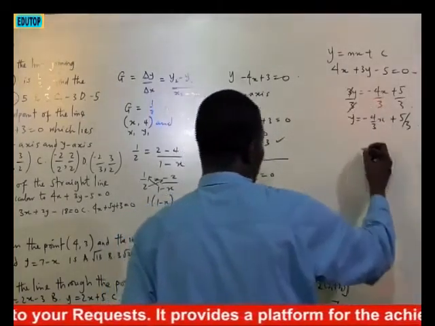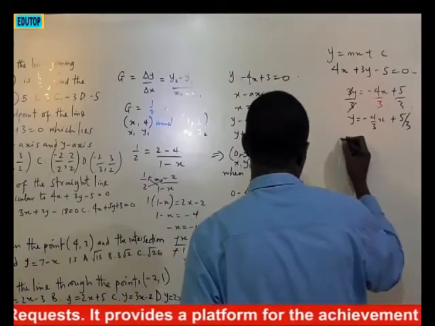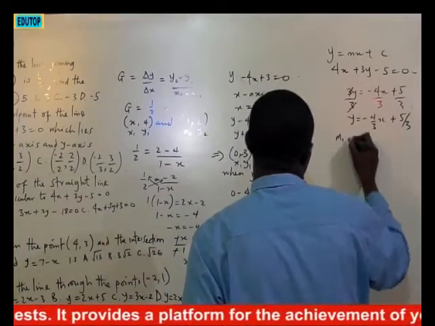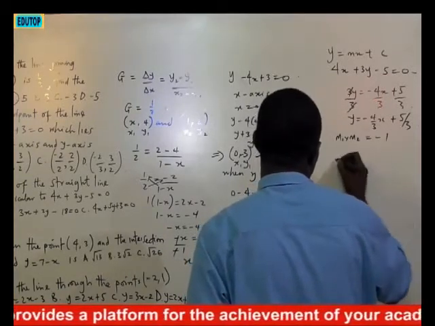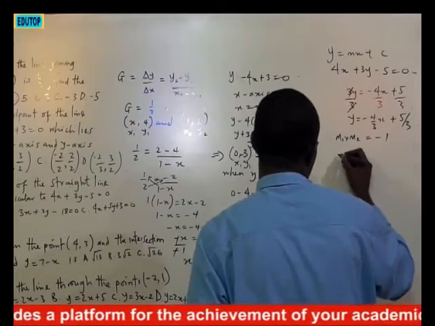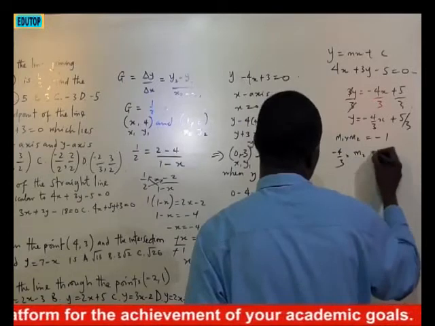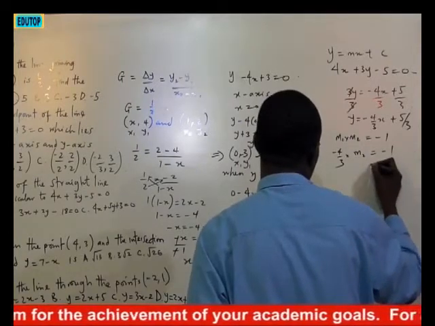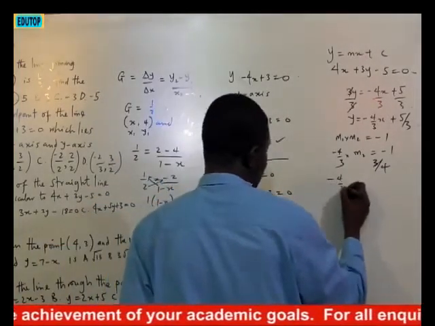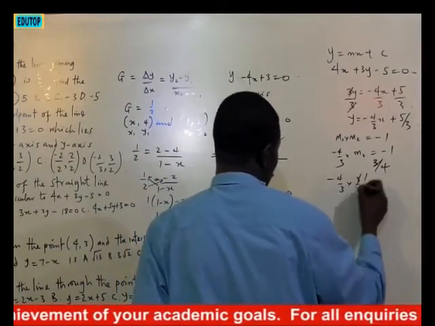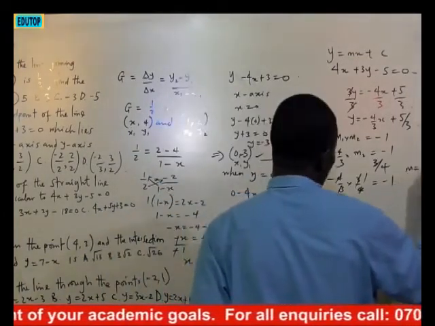Then if you compare this, for the line to be perpendicular, the condition for perpendicularity is m1 times m2 must equal minus 1. Since m1 is minus 4 over 3, m2 must be 3 over 4. That's the condition, because minus 4 over 3 times 3 over 4, the 3s and 4s cancel, and you have minus 1. That means the gradient will be 3 over 4.